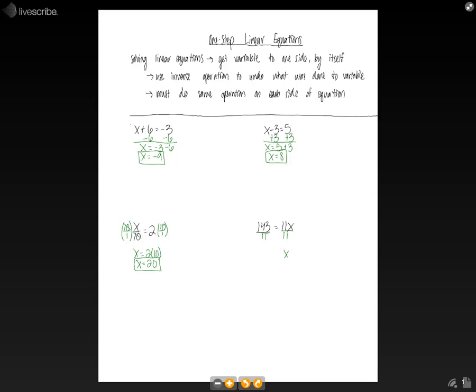So we get x is equal to 143 over 11. When we cancel that, we get x is equal to 13. So that is how you solve one-step linear equations.